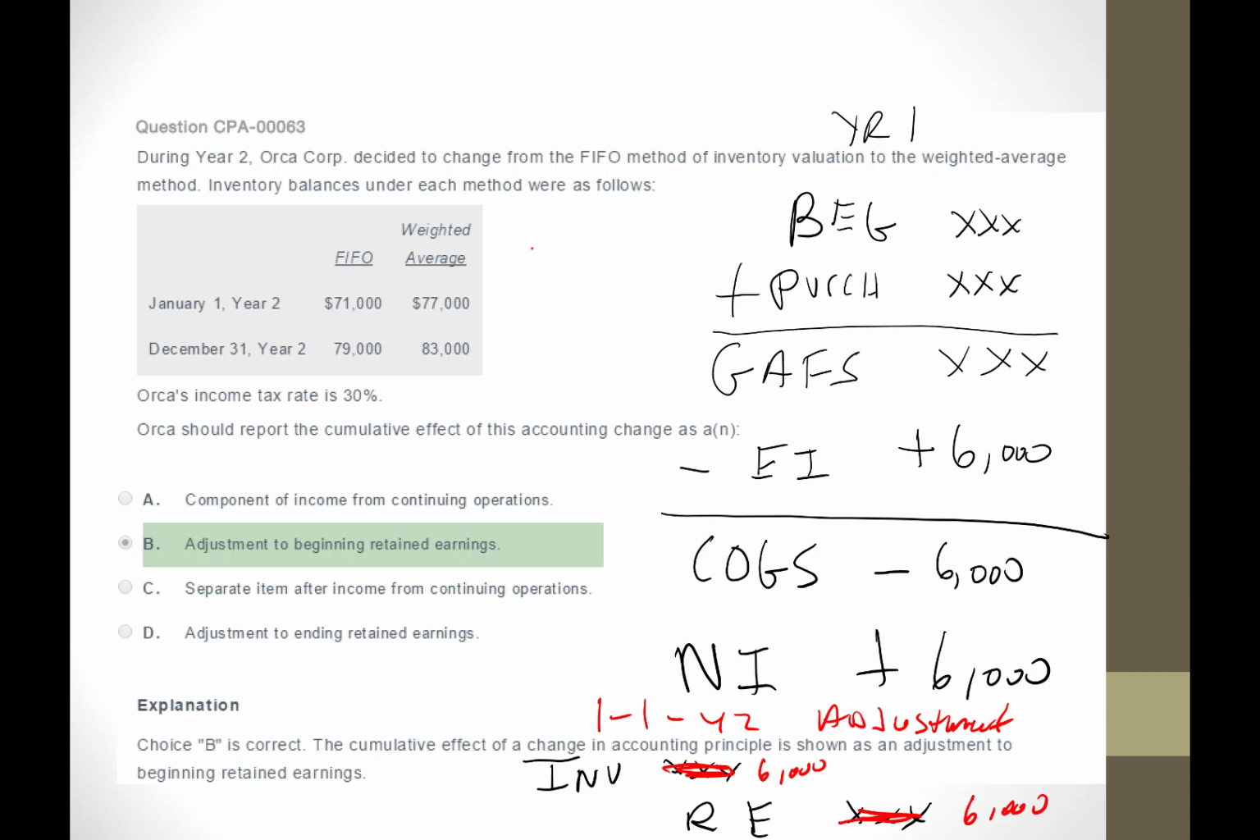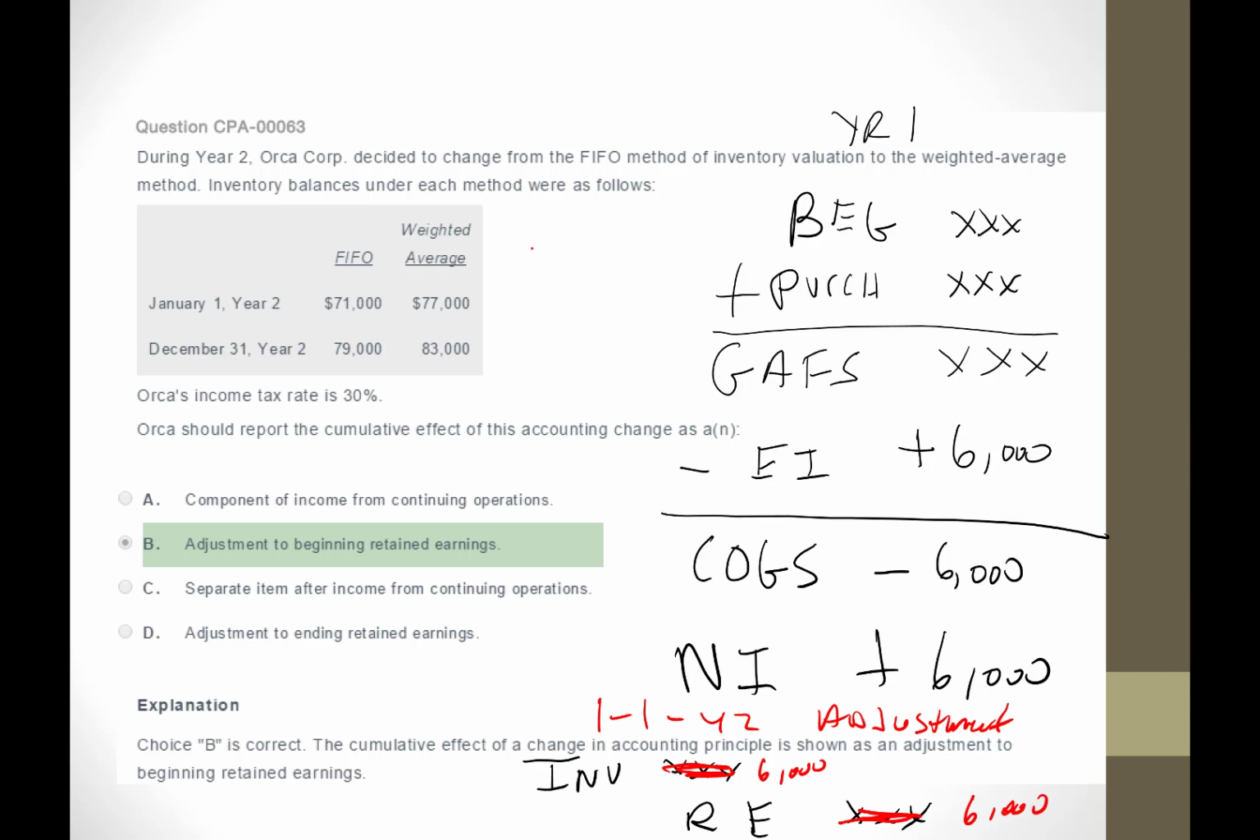That would have given us goods available for sale, right? And if they're telling us that at January 1st, year two, our inventory balance would have been 6,000 more under the new method, weighted average, that means that last year's ending inventory would have been 6,000 more had we used the new method in year one, right? So I'm saying that the ending inventory in year one would have been $6,000 more, wouldn't it have? It would have been plus 6,000.